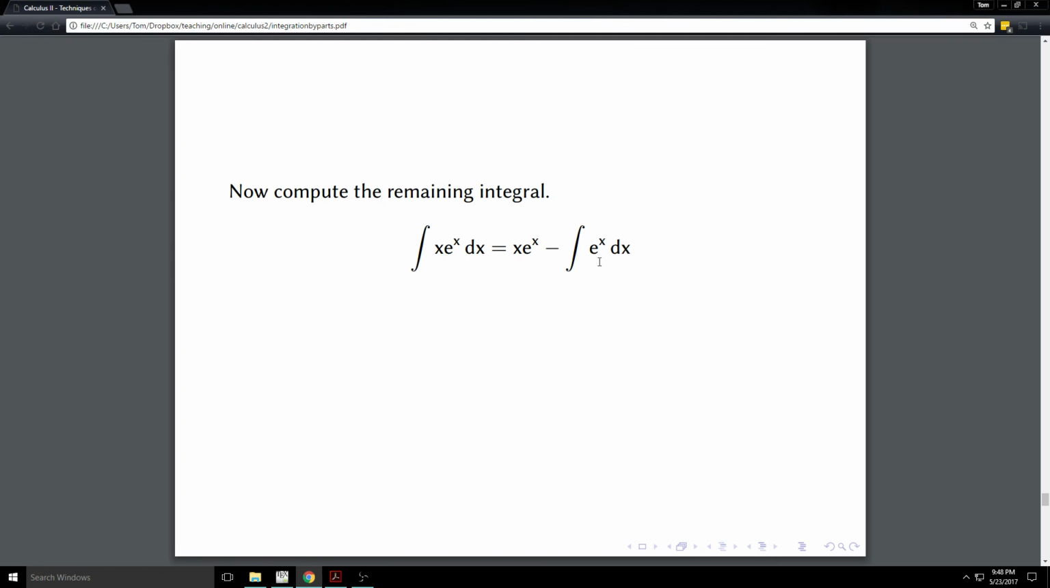All right, so now all we have to do to finish this up is to compute that remaining integral, and the integral of e to the x, right, that's a real simple one. The integral of e to the x is just e to the x, so this entire integral gets replaced with e to the x, and then don't forget to tack on the plus c at the end, okay? And so that's it for this first example of integration by parts. The original integral, x e to the x dx, comes out to be x e to the x minus e to the x plus some constant c.